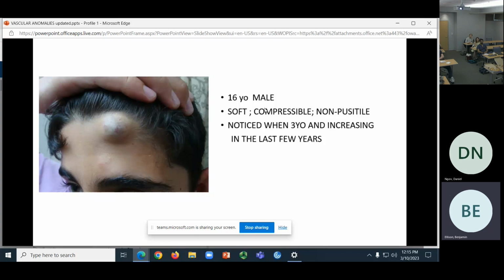It was seen early on in life. It's getting bigger over time. You don't feel a pulse. It means that there's not an arterial component on that. So this is a venous malformation.